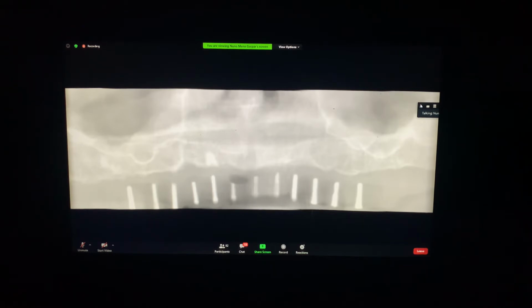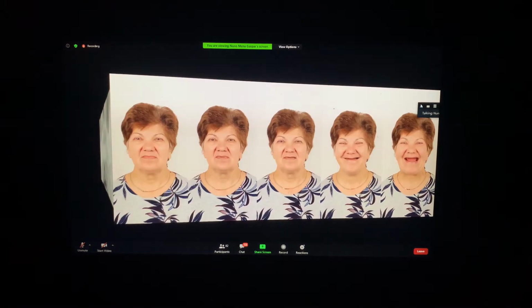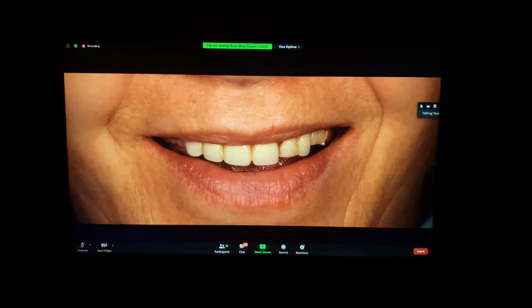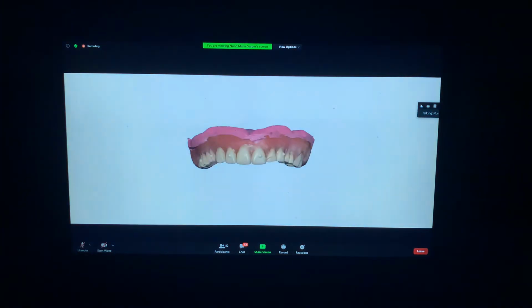And actually, this is an old case. Now I just do it like this. This lady also has a denture. It's not completely correct, but it has the vertical dimension I would like to maintain. So I just use it and scan it.